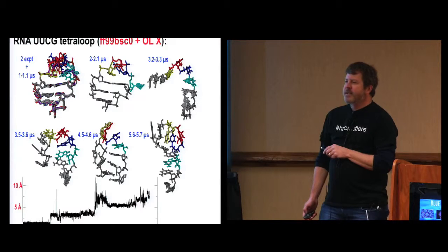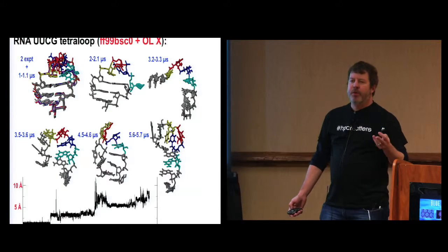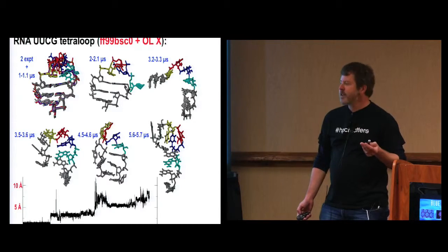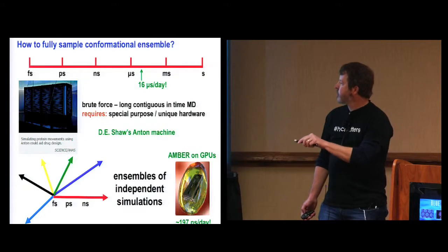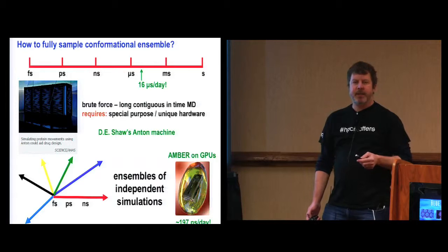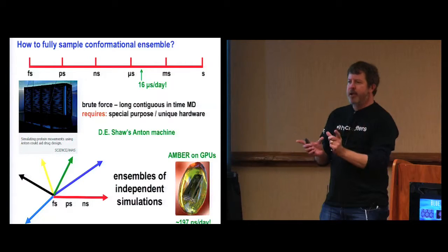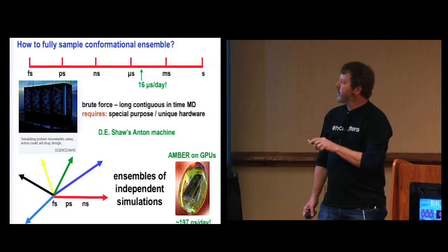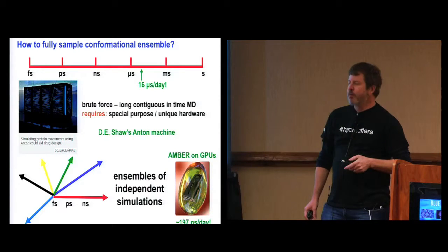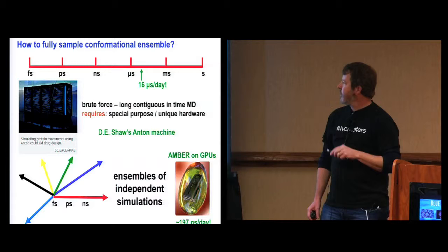Now, we don't all have access to Anton, and no one can get access for more than 1 week unless you start to work for David Shaw. So we want another way to do it. So another way to do it is to try to look at ensembles of independent simulations. And ideally, if you can aggregate the results together, and the length of these shorter simulations captures the process of interest, you should be able to get the same kind of results.